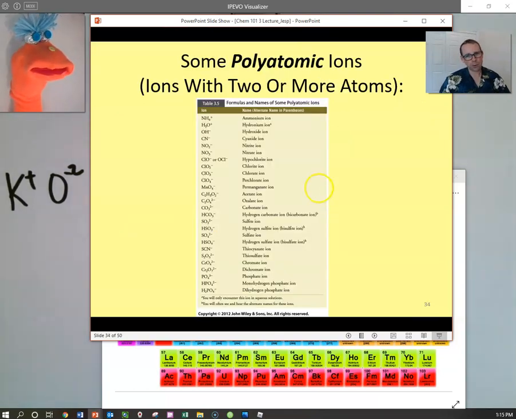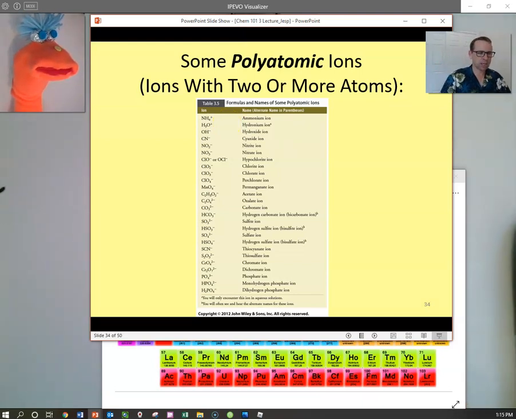Now, on the back of your periodic table, as we mentioned, there is a list of our most popular, not all of them, but many of them, most popular polyatomic ions. We want to become familiar with all of these. And if you're good at memorizing, memorize them, because that will help.